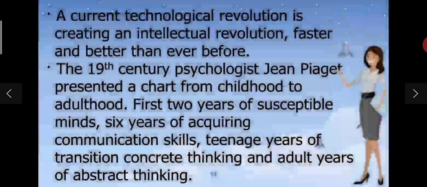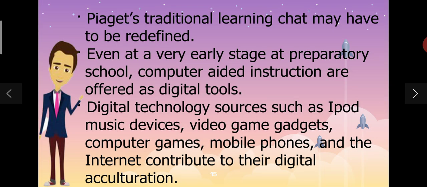The psychologist Jean Piaget presented a chart from childhood to adulthood: the first 2 years of susceptible minds, 6 years of acquiring communication skills, teenage years of transition and concrete thinking, and adult years of abstract thinking. Piaget's traditional learning chart may have to be redefined.